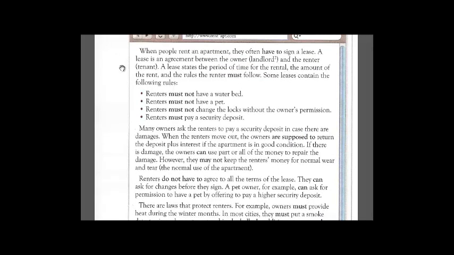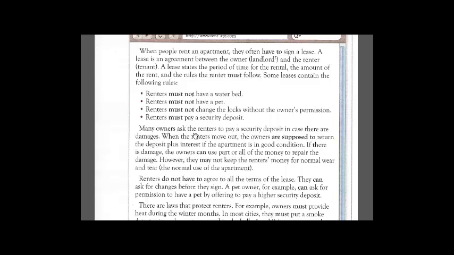When people rent an apartment, they often have to sign a lease. A lease is an agreement between the owner, the landlord, and the renter, the tenant. A lease states the period of time for the rental, the amount of the rent, and the rules the renter must follow. Some leases contain the following rules: renters must not have a water bed. Renters must not have a pet. Renters must not change the locks without the owner's permission. Renters must pay a security deposit.